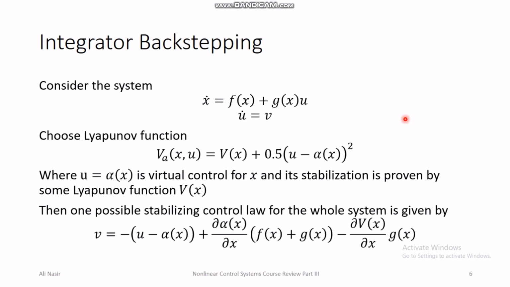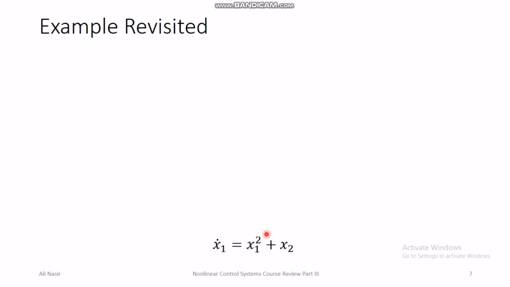You can apply the integrator backstepping lemma on any system. Once you stabilize x dot equal f of x plus g of x into u using some u equal alpha of x, then you don't have to do the second part. The second part can be done straight from these equations. So we revisit the example that we did a couple of slides ago.